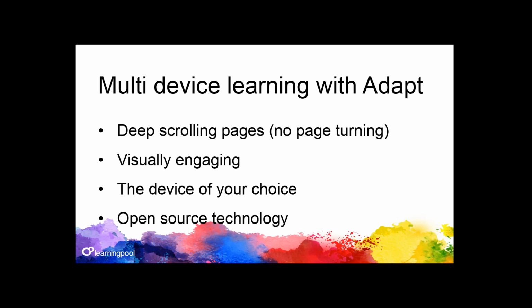Adapt, as I'm sure many of you know, allows us to build and to publish multi-device learning content. That means we can build it once, but publish it out to be easily accessible on mobile devices, on tablets, and on the desktop as well. But it isn't just about mobile. It's about a different learning experience that is also a great experience on the PC.